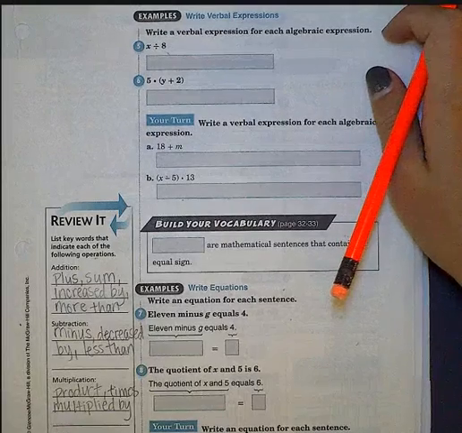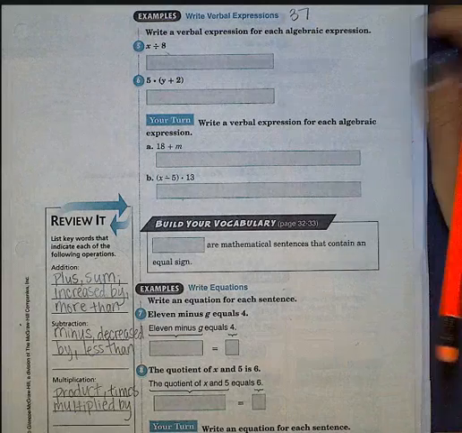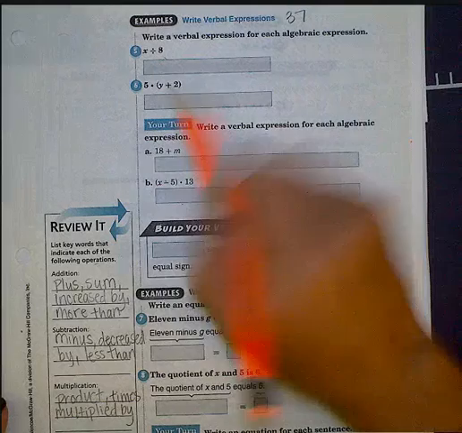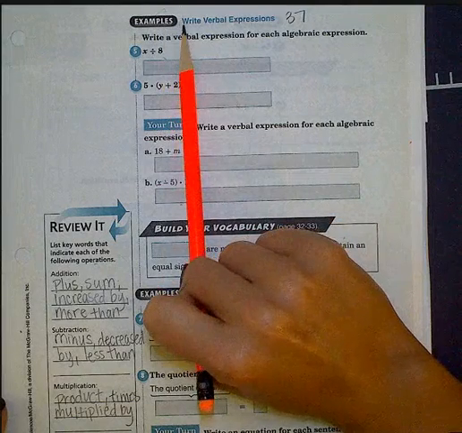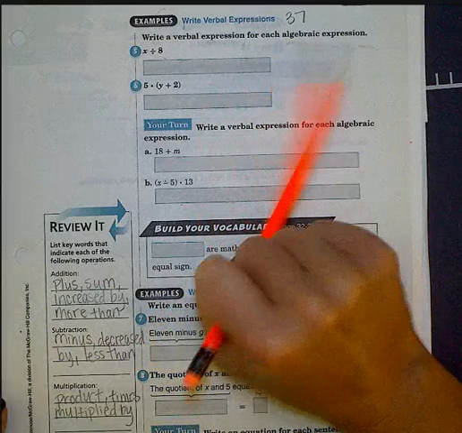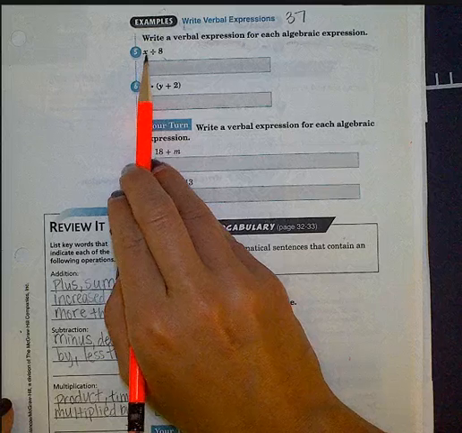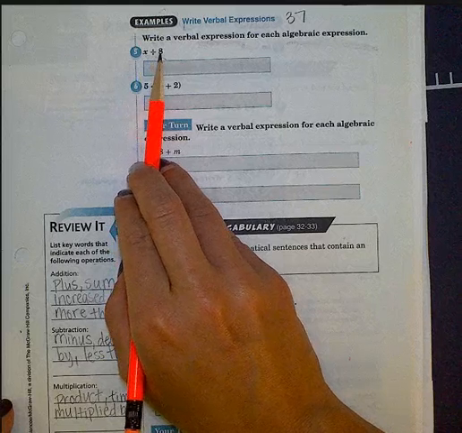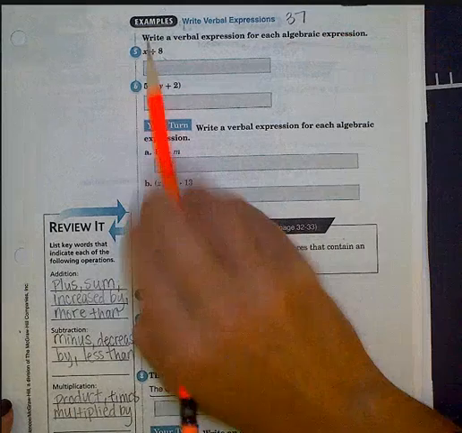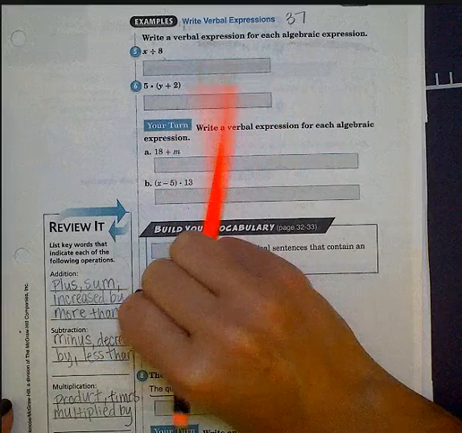Now we're over on page 37. Page 37. Since you can't see the bottom of my page, I'll go ahead and write it up there. And we are going to now do the flip-flop of this. Now we are going to write a verbal expression for each algebraic expression. So they give us x divided by 8. Now, just saying the problem right there is us turning this algebraic expression into a verbal expression.